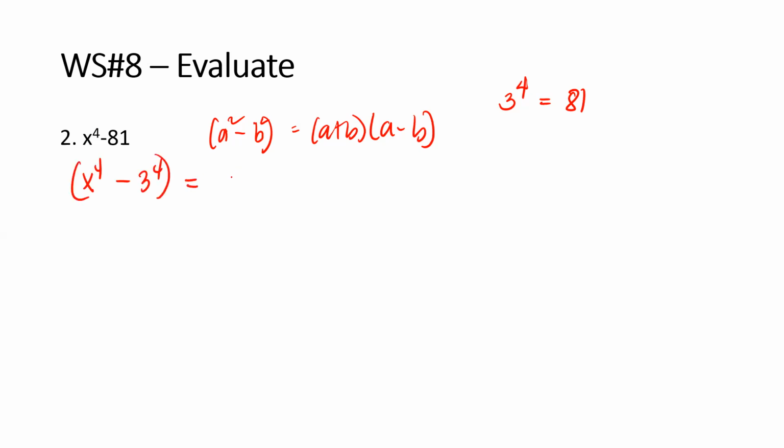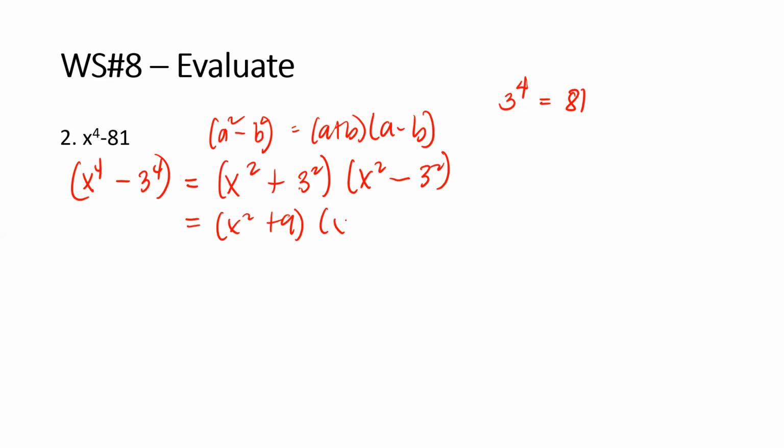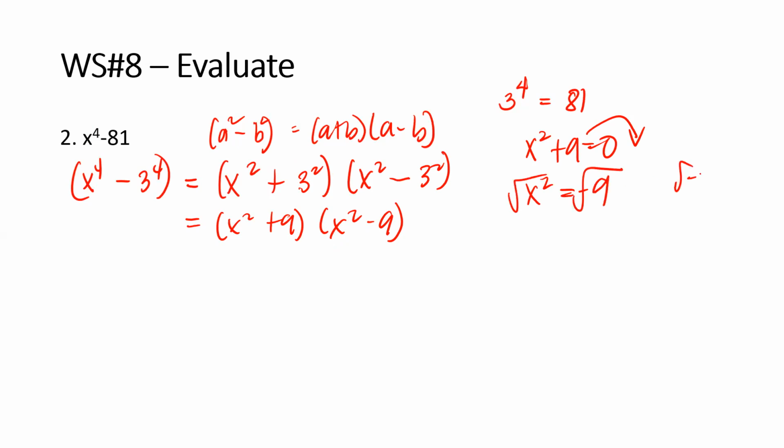So kapag ganyan, magiging x squared plus 9, kasi 3 squared, times x squared minus 3 squared. So x squared plus 9, x squared minus 9. So ganun pa rin. Katulad kanina, x squared plus 9 is equal to 0. Transpose, maging x squared equal to negative 9. Square root mo yan. May negative square root of 1, magiging i. So square root of 9 is 3. So x is equal to positive negative 3i.